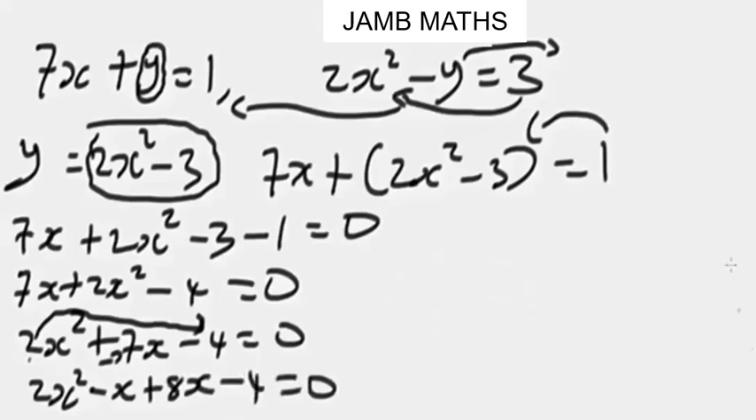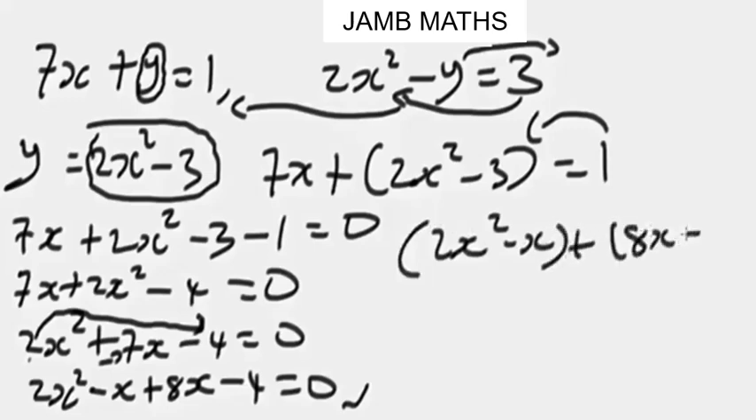So when you get here, we're going to do what we call factor by grouping at this juncture. When you do factor by grouping, you're going to have 2x squared minus x in brackets, and then we have plus 8x minus 4.